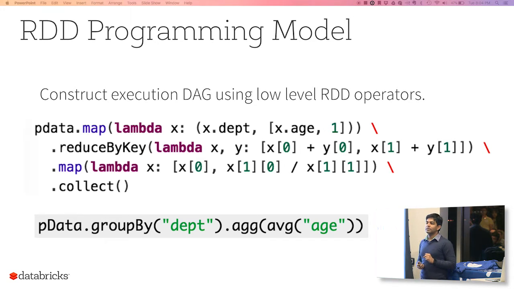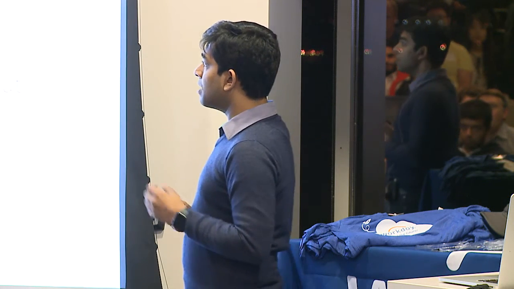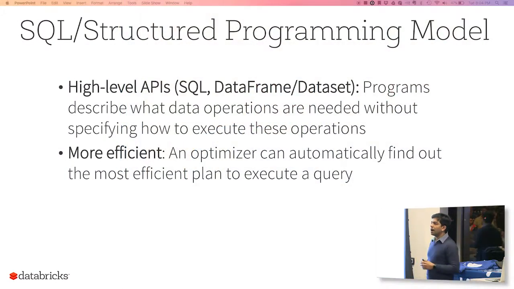Now, this should not really come as a surprise, especially to people who are familiar with the database programming model, or more specifically, some kind of SQL or structured programming model, because this kind of programming model actually gives us two things that are really important in executing these kinds of queries. First of all, it gives us some kind of high-level APIs. So you can write queries in SQL, or using data frames or data sets, and these APIs allow us to write programs that describe what data operations are needed, instead of specifying how to execute these operations.